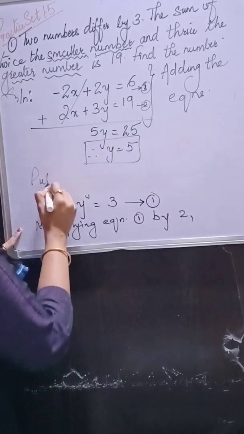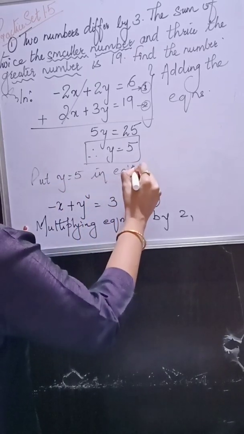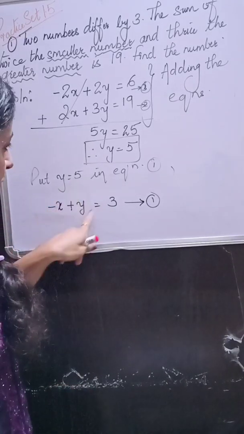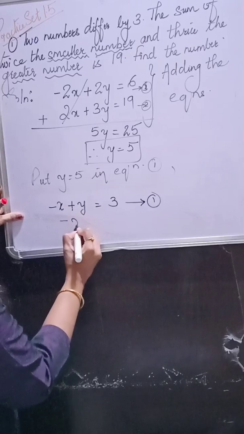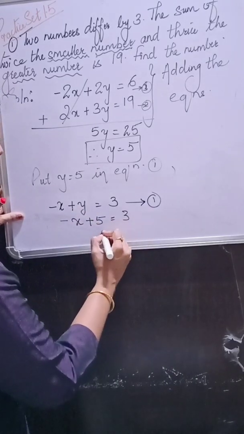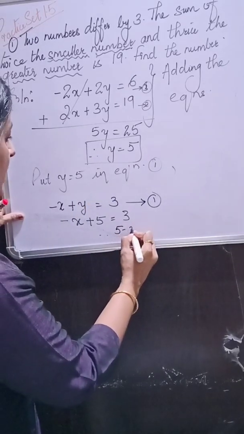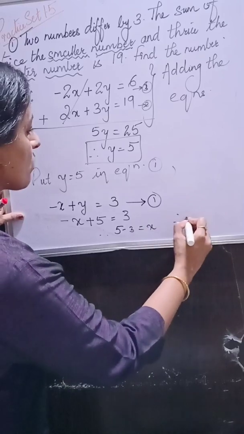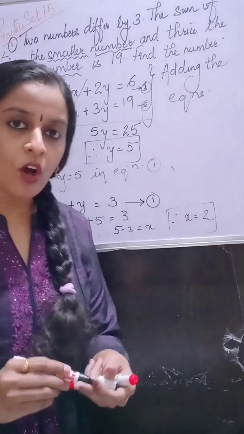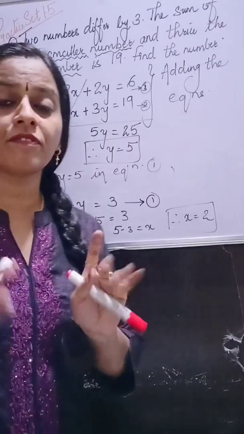Put y is equal to 5 in equation 1. So just put the value and see. In place of y I'll write 5 is equal to 3. So therefore x goes to the other side. It becomes plus 5 minus 3 is equal to x. So I got x is equal to 2. The smaller number I got is 2, which is x, and the greater number I got is 5.